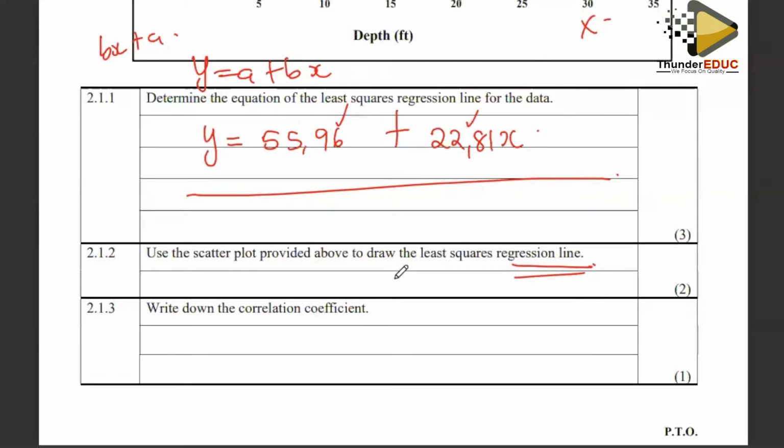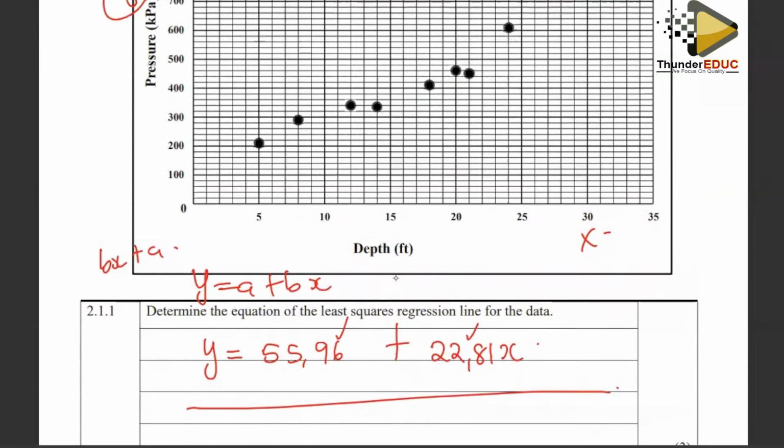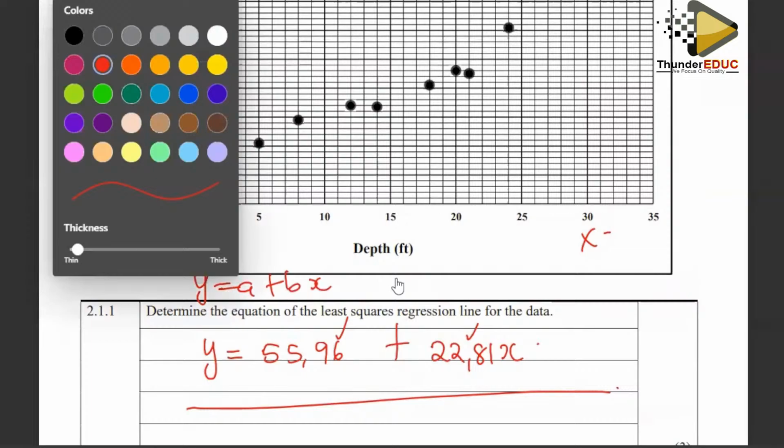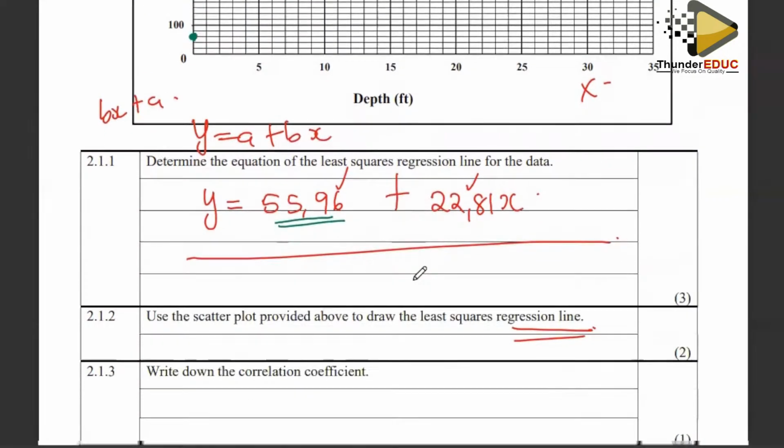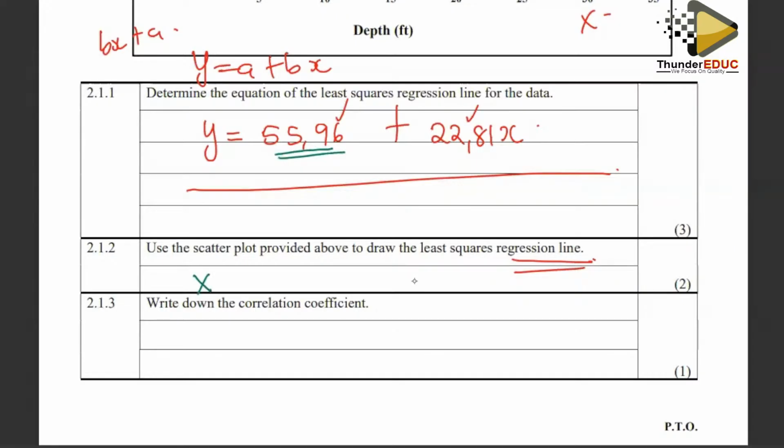Okay, so for us to draw the least square regression line, remember, sometimes we call it the line of best fit. So we have 55,96. So this 55,96 is like the y-intercept. So if this is 100, then 50 is going to be somewhere here, and then 55 maybe slightly somewhere there. Okay, then we need one other point, and the point that we need is the mean of the x values and then the mean of the y values.